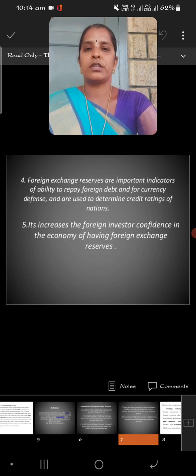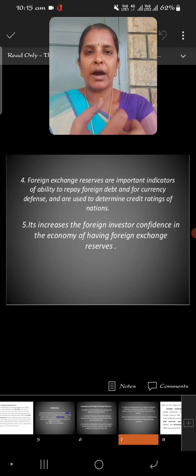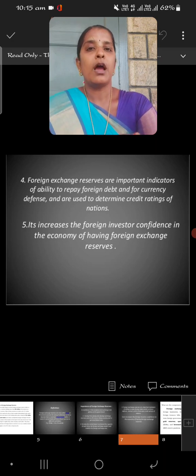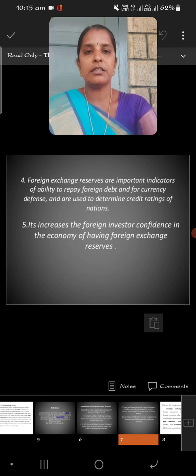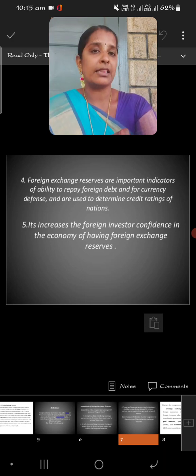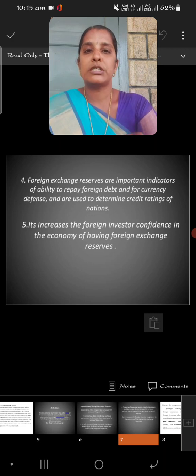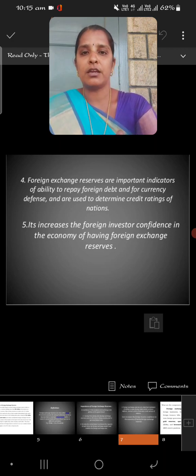The fourth important point is that foreign exchange reserves are important indicators of the ability to repay foreign debt. Foreign debt is nothing but borrowing money from other countries. There are two types of debt, internal debt and external debt. Internal debt is borrowing money from within the country. External debt is borrowing money from other countries. So foreign debt and foreign currency differences are used to determine the credit rating of nations.